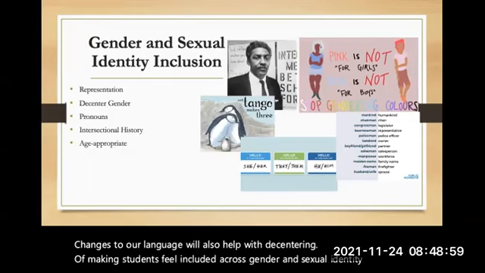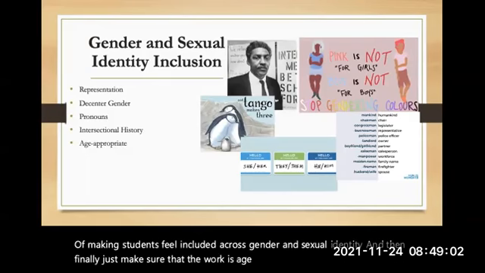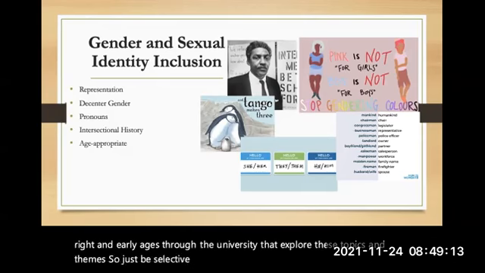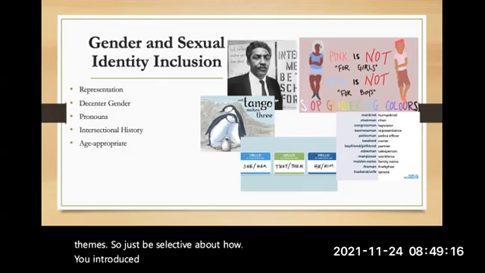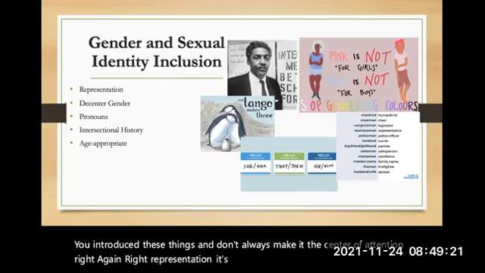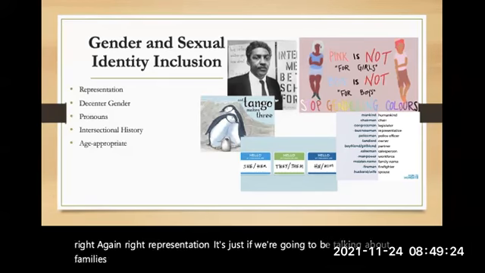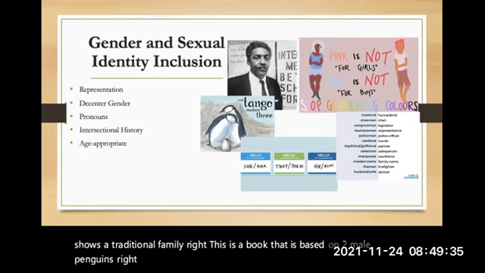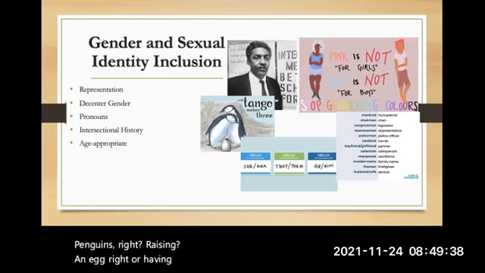And then finally, just make sure that the work is age appropriate. There are texts for pre-K, right, and early ages through to university that explore these topics and themes. So just be selective about how you introduce these things and don't always make it the center of attention, right? Again, representation: if we're going to be talking about families, why not also read And Tango Makes Three in addition to a book that shows a traditional family, right? This is a book that is based on two male penguins, right, raising an egg, or having a baby penguin. How does that happen, right?